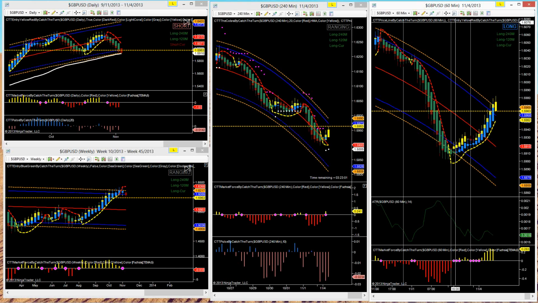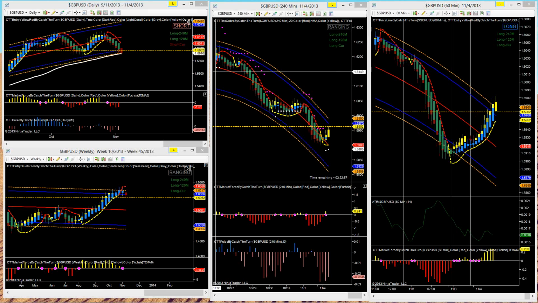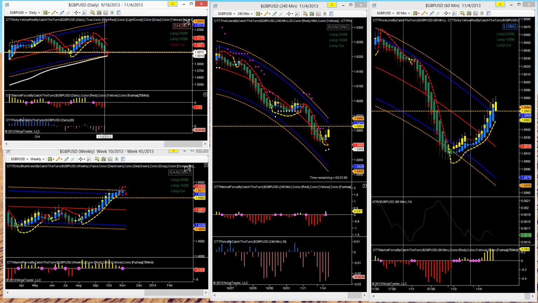All right, let me start with the position short pound dollar. Here's where we are. Gentlemen, the daily is short, okay? It's only been short for 6 days, right? Correct? And the weekly just turned short basically. And it does say over here ranging, but the daily says short, but the weekly is ranging. It just turned short.